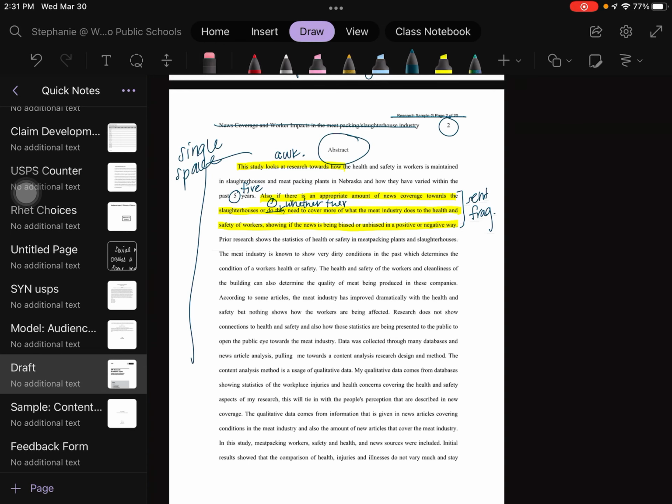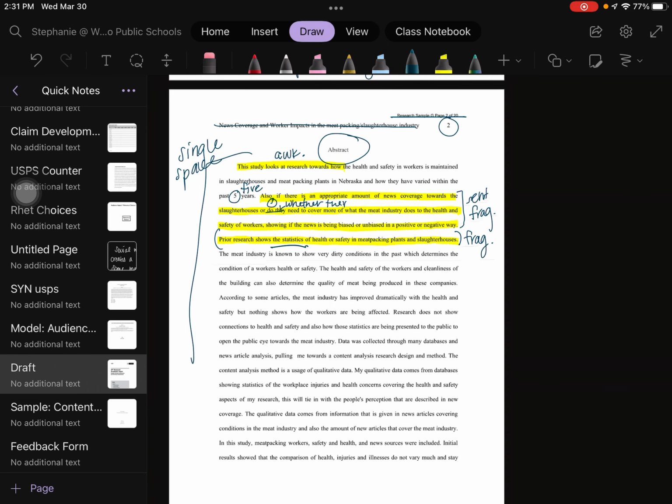Prior research shows that the statistics of health or safety in meatpacking plants and slaughterhouses, that is a fragment as well. It says prior research shows the statistics of health or safety in meatpacking plants and slaughterhouses. I don't know what they mean by shows the statistics. If they're implying that there are statistics that are high or low, it's just really kind of an unclear sentence. So again, I'm just going to give this one a highlight. Take another look at the clarity on that particular sentence.